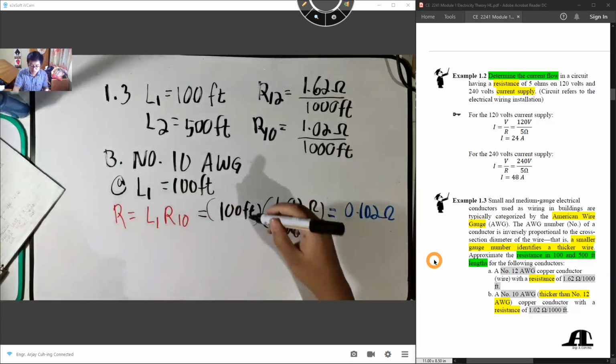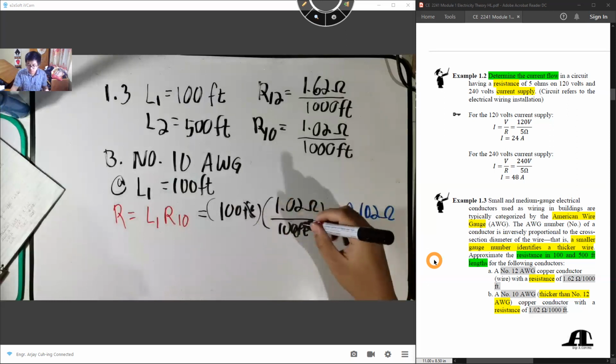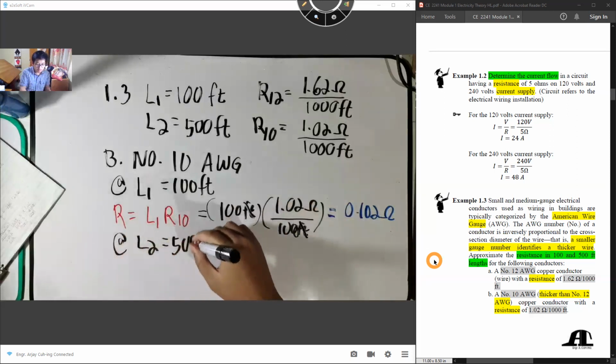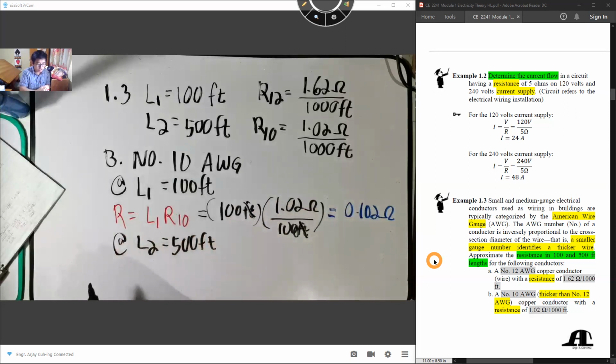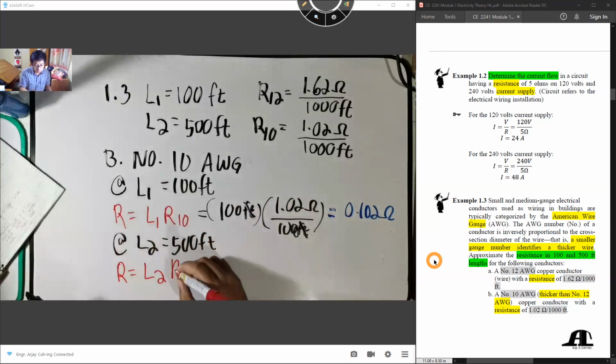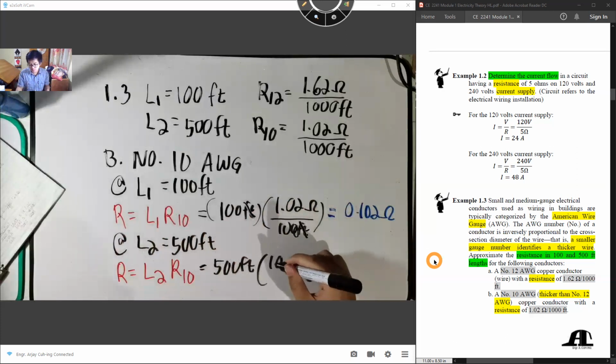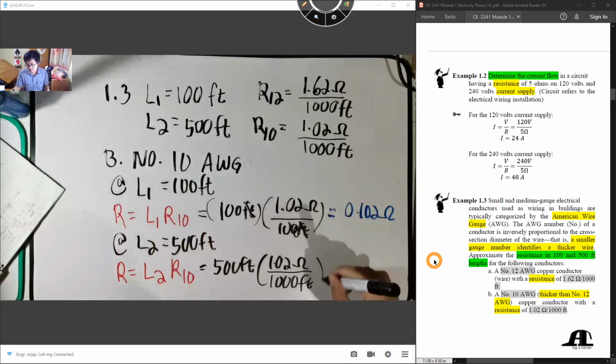So may ohms na class kasi magka-cancel yung feet. Okay? So at length 2 naman tayo class, paano kung 500 feet naman siya, yung resistance niya? Same formula tayo class, R is equal to, this time class gamitin natin yung L2 times yung resistance ng number 10 wire na yun. Okay? So 500 feet class times yung 1.02 ohms per 1,000 feet. Makuha natin sagot class, multiply lang natin yan, meron tayong 0.510 ohms.